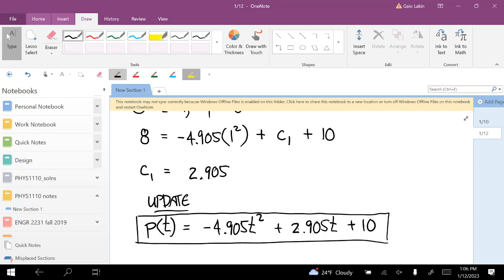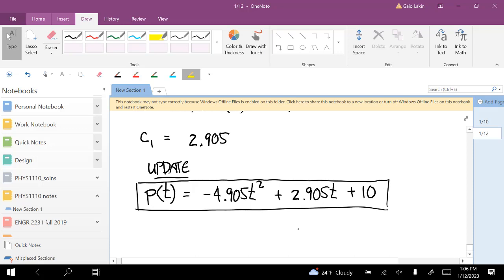Sorry, can you repeat that? Our initial position was 10. Yeah, that's what we came out with here. This is our initial position. This is our initial velocity. You don't really have to remember that, but that's just connecting this to stuff that you've done in Physics 1.